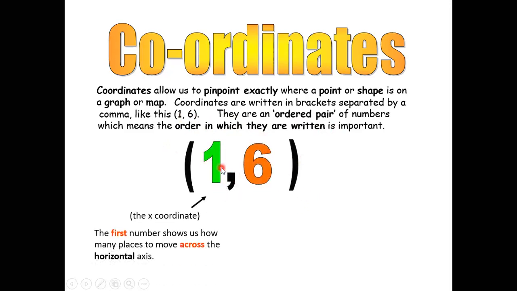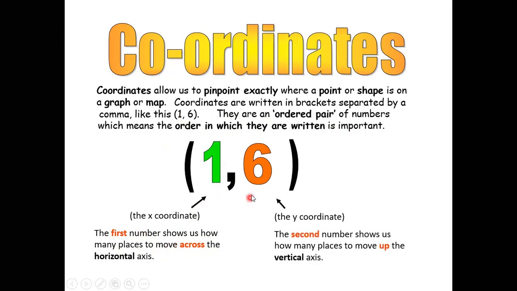Here, the example is (1, 6). The first coordinate is called the x coordinate. The first number tells us how many places to move across the horizontal axis. The second coordinate is called the y coordinate, and the second number shows us how many places to move up the vertical axis.